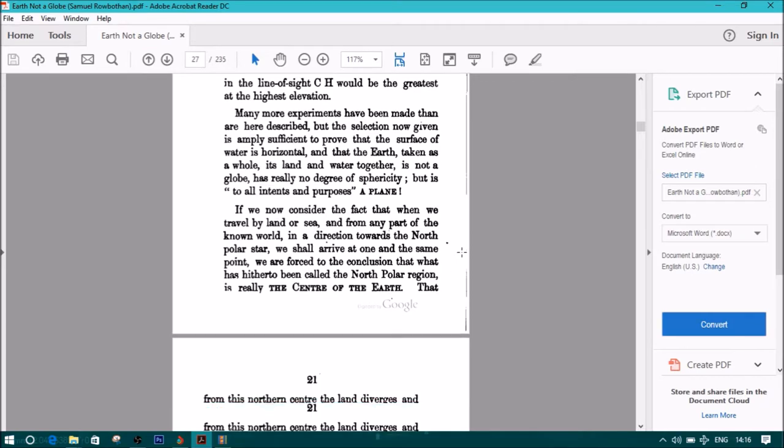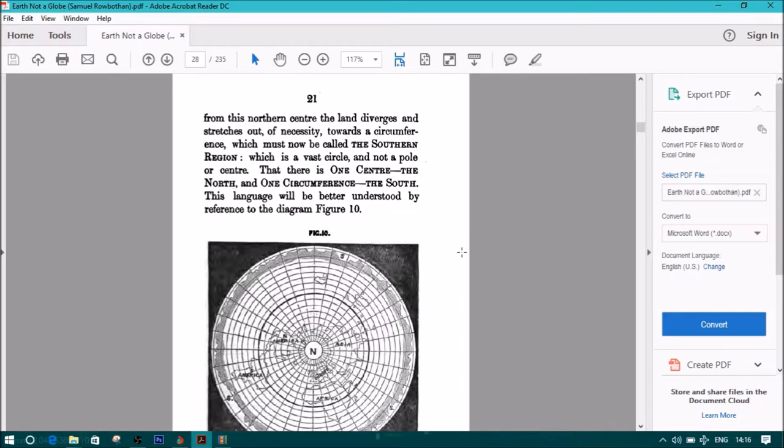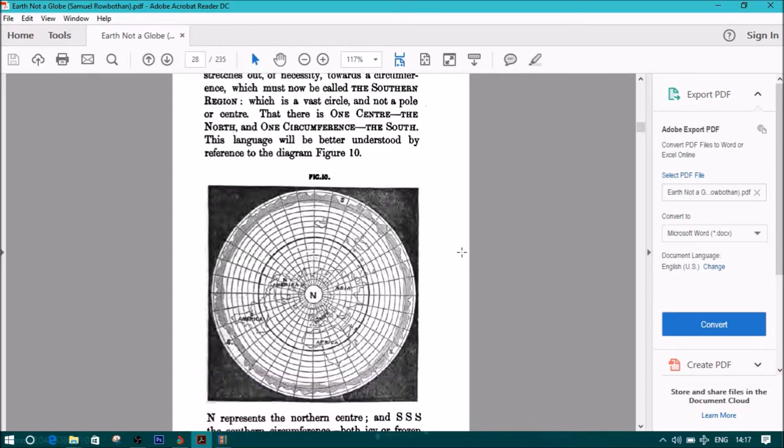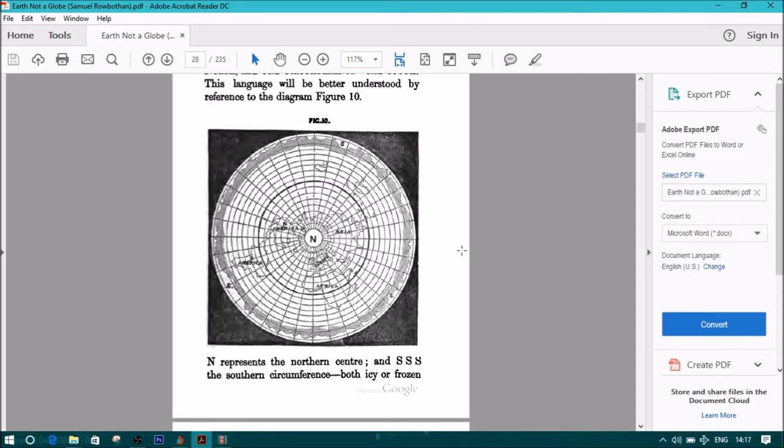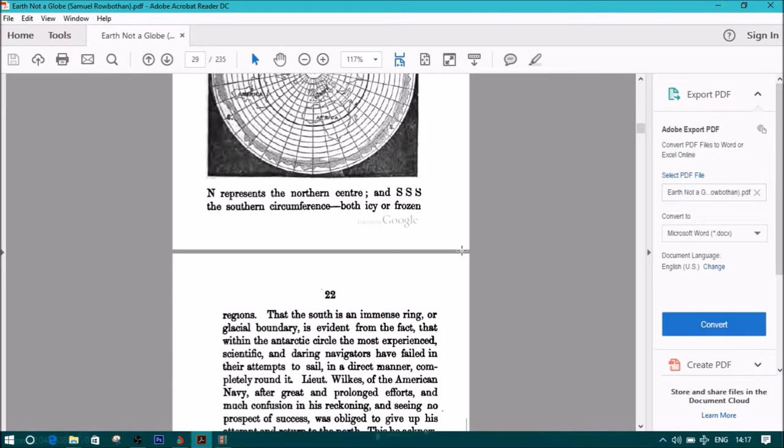of the Earth, that from its northern center the land diverges and stretches out, of necessity, towards a circumference, which must now be called the southern region, which is a vast circle, and not a pole or center. That there is one center, the north, and one circumference, the south, this language will be better understood by reference to the diagram in Figure 10. Figure 10. North represents the northern center, and SSS the southern circumference, both icy or frozen regions.